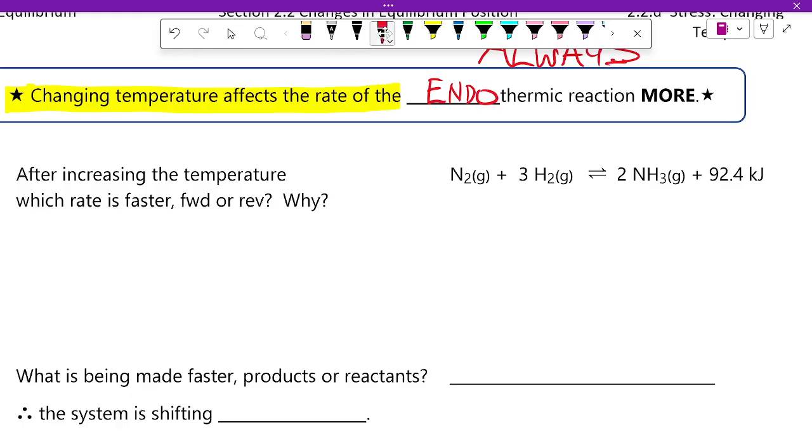And remember, the forward is exo, and the reverse is endo. When we increase the temperature, what happened to both our rates? Both our rates increased. Which one increased more, forward or reverse? Reverse. So we're going to end up with both rates faster, but the reverse rate is more faster. I know that's not good grammar, but whatever.